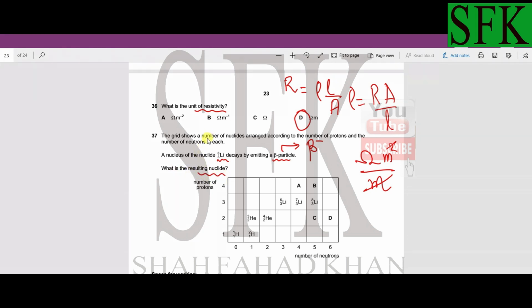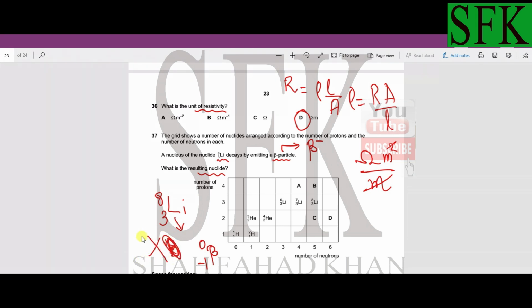Now we have a grid showing the number of nuclides arranged according to the number of protons and the number of neutrons in each. The nucleus of the nuclide lithium has nucleon number 8 and proton number 3. It decays by emitting a beta particle, which has 0 nucleon number but -1 as the charge number. Let's assume that the resultant has the symbol X.